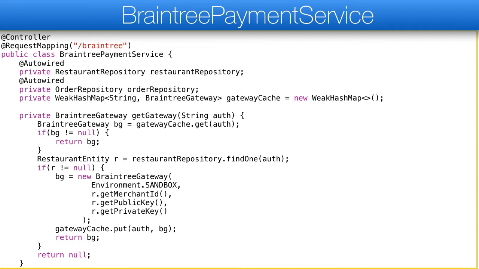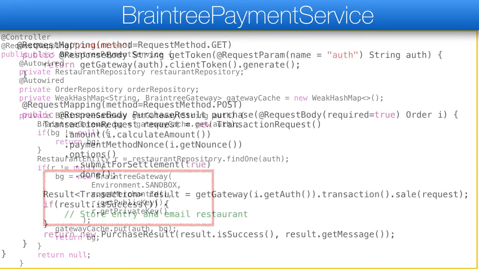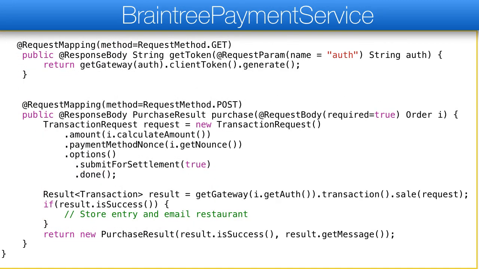The first thing we do is provide access to the Braintree Gateway. Notice that the normal Braintree API hard codes all of these values, but we load them dynamically and then place them in a cache for reuse. The reason for this is that the Braintree credentials are specific to each restaurant, and we will have multiple restaurants running on a single server. The service methods themselves are pretty trivial.